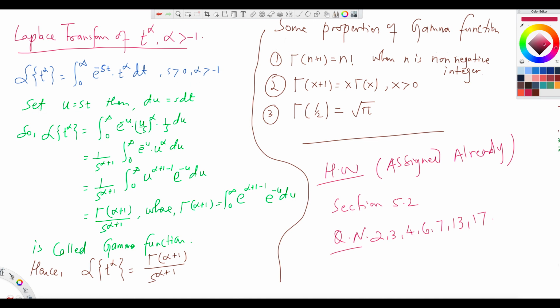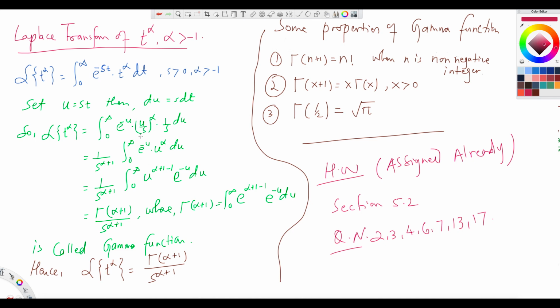So how do I do this? I set u equals st. Then what will be du? du will be s dt, right? We are finding the derivative with respect to t. So the Laplace transform of t to the alpha is the integral of e to the -u, and how do you replace t? So t will be u over s to the alpha, and then dt is 1 over s du, right? That's what we get. Now you can distribute that alpha to u to the alpha divided by s to the alpha. So there is s to the alpha, and there is s, so s to the alpha plus 1.